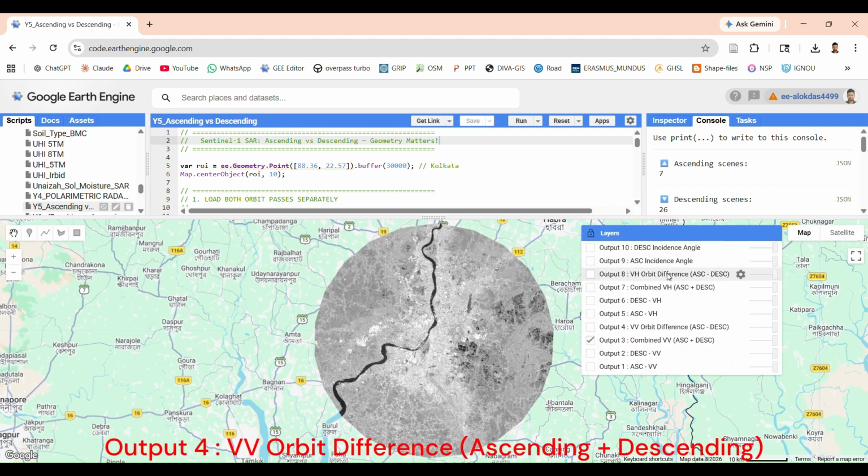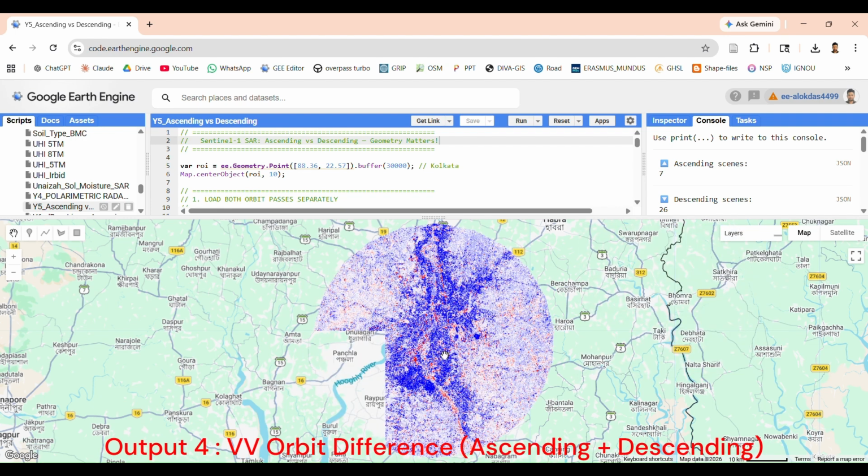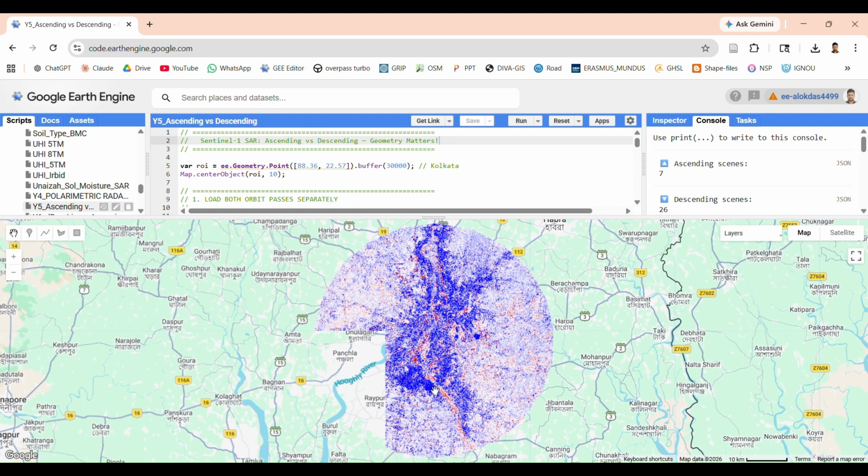In output 4, VV orbit difference. This is one of the most important visualizations. Here, red color indicates that ascending orbit has higher backscatter, blue indicates descending has higher backscatter, and white means both orbits agree. You'll notice that urban areas show strong red and blue variations because of building orientation and layover effects, while water bodies remain mostly white since both orbits see them similarly.